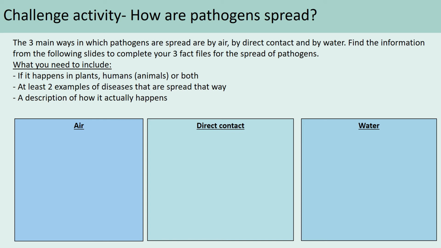So we're going to go through the three ways that they are transmitted. What I would like you to do as we go through each is to note a little bit about each one. I want to know if it happens in plants, humans (we are animals), or both, at least two examples of diseases that are spread that way, and a little description of how it actually happens. And then we'll come back at the end just to make sure you've got everything that you need.